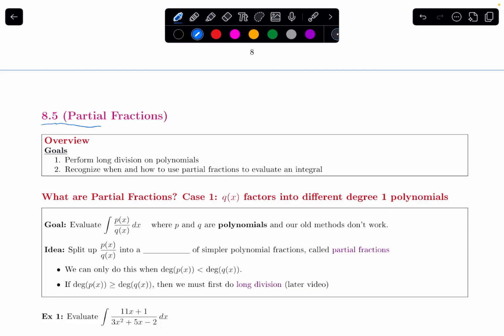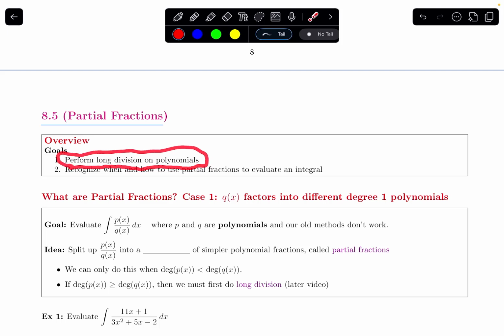In this video, we are starting section 8.5 on partial fractions. So this is another method for doing integrals, for evaluating antiderivatives. Our goals are to recognize when and how we use partial fractions to evaluate an integral, and to perform long division on polynomials. Sometimes we'll need long division on polynomials alongside our partial fractions.